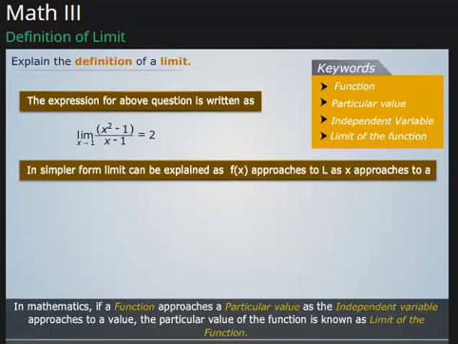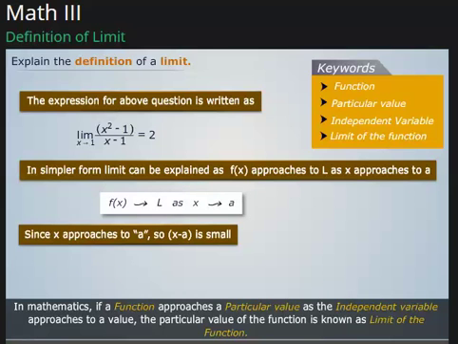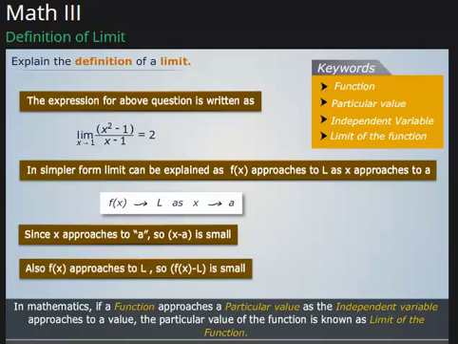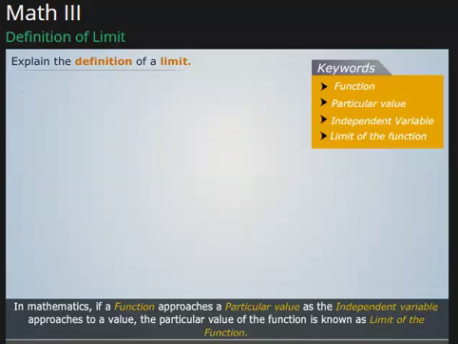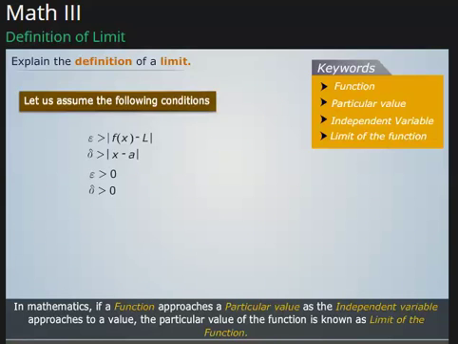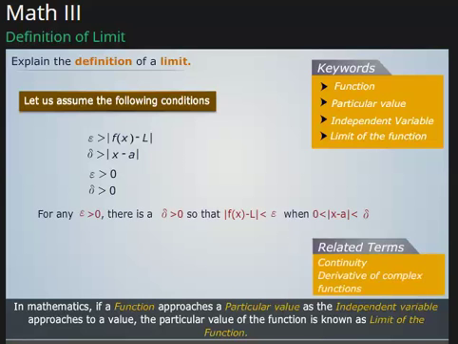In simpler form, limit can be explained as f(x) approaches L as x approaches a. Since x approaches a, x minus a is small. Also, f(x) approaches L, so f(x) minus L is small. Let's assume the following conditions. So mathematically, the limit can be explained as. The related terms are.